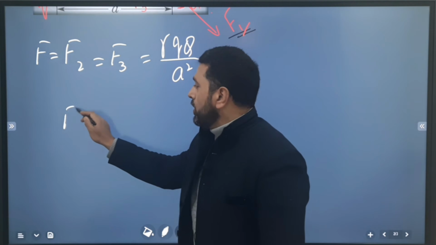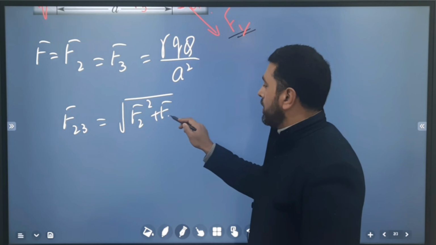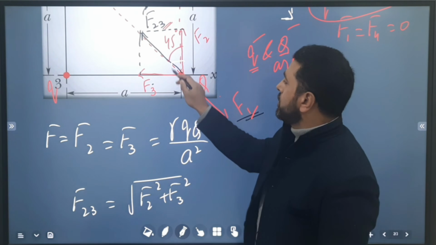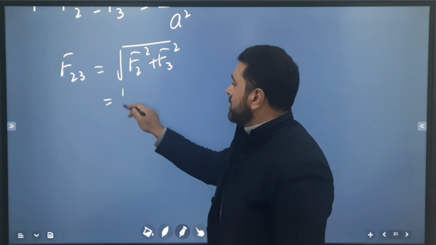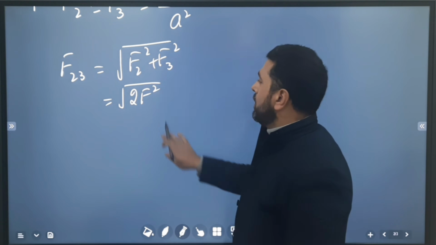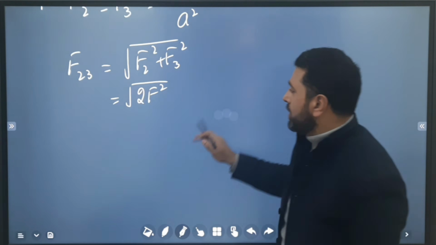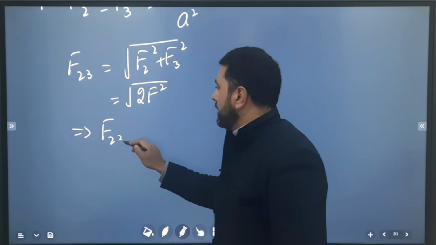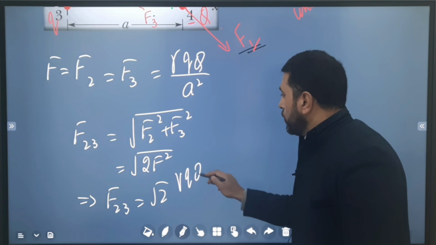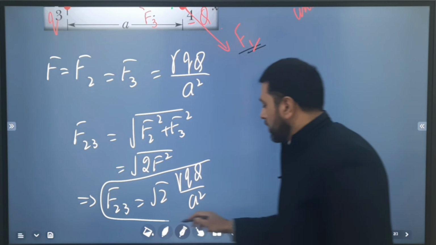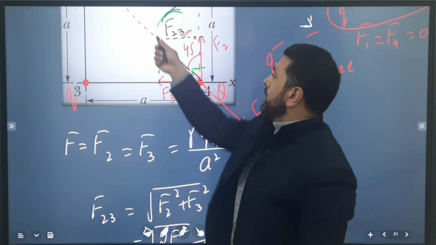So the resultant of the two, F23, is equal to the square root of F2 square plus F3 square. They are perpendicular to each other. So simply root of F2 square plus F3 square. This is the square root of twice F square. I'm writing F instead of both of them. So F square plus F square is twice F square. So this implies F23 is equal to root 2 F. Instead of F, I'll write gamma Qq divided by a square. Let's call this equation 1. This is our F23, this force, F23.